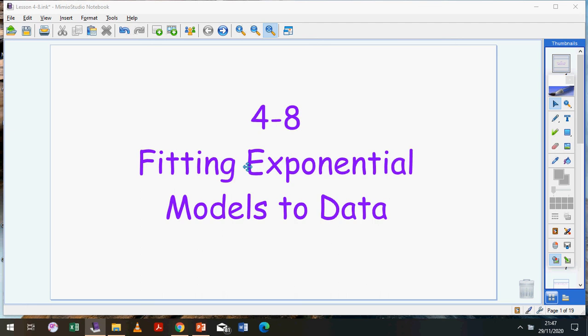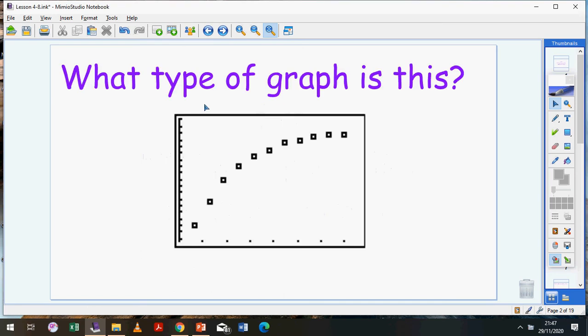Good morning, guys. This is our last lesson in this unit. So we're just looking at how to fit exponential models to data. Let's start by trying to figure out what type of graph this is.